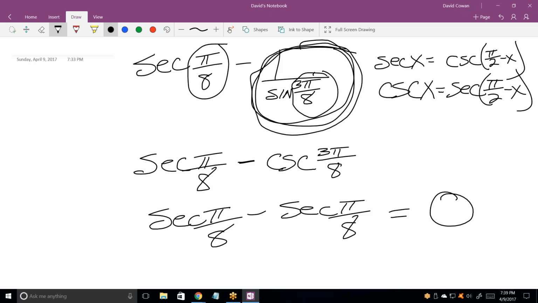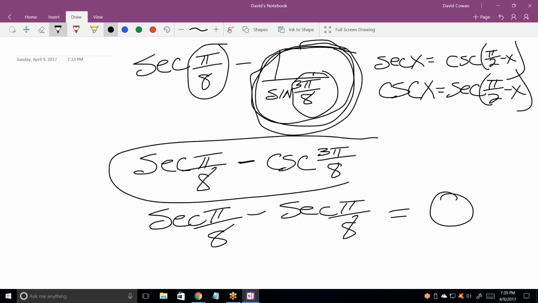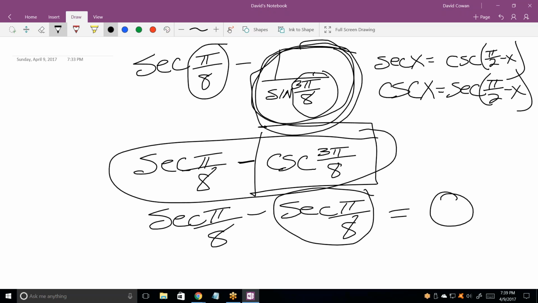What I need to do is, once I use the reciprocal property and I have this, now I need to use the cofunction property of cosecant. Well, cosecant has to be secant of pi over 2 minus 3 pi over 8, and that gives you secant of pi over 8. Now, only because they're the same, I can say that that's 0. I don't know what the secant of pi over 8 is, but whatever it is, the secant of pi over 8 minus the secant of pi over 8 is 0.